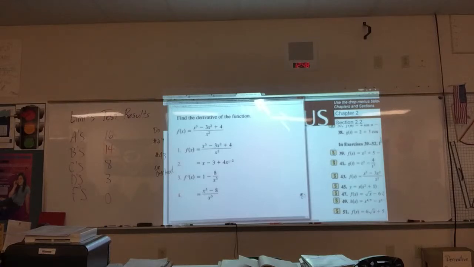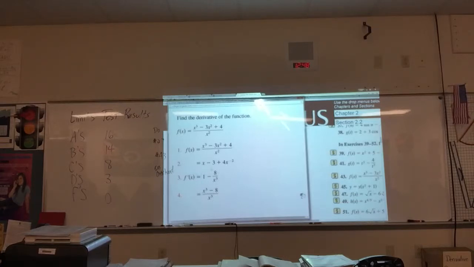Now it's in a form where we can apply the power rule. The derivative of 1x is 1. The derivative of negative 3 is 0. And the derivative of 4x to the negative 2 is negative 8 times x to the negative 3, which is minus 8 over x cubed.